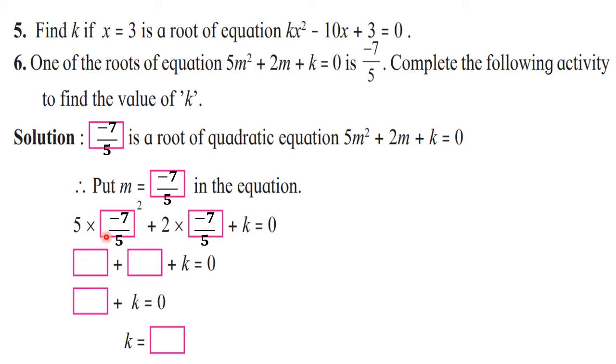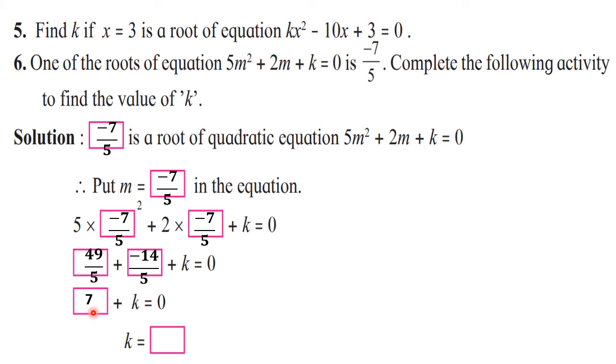Now you have to solve it. Minus 7 upon 5, the whole square will be 7 square is 49 and 5 square is 25. So that 25 will get cancelled with 5 and you will get the answer as 49 upon 5. Now here, minus 7 into 2, that will be minus 14 upon 5 plus k is equal to 0, as it is given by them. Now these two things, this is positive, this is negative, so we have to subtract. 49 minus 14, that will be 35. And 35 divided by 5, our answer is 7.